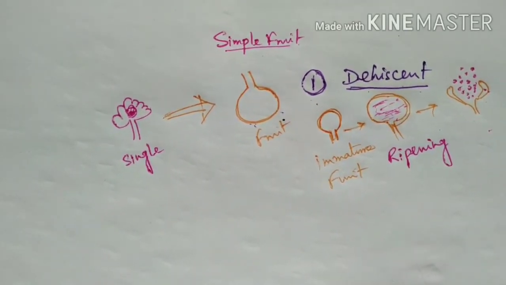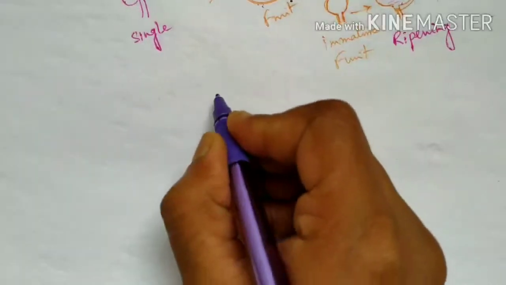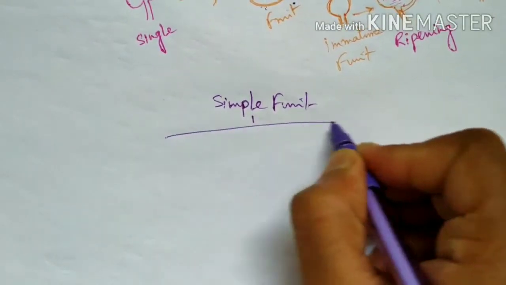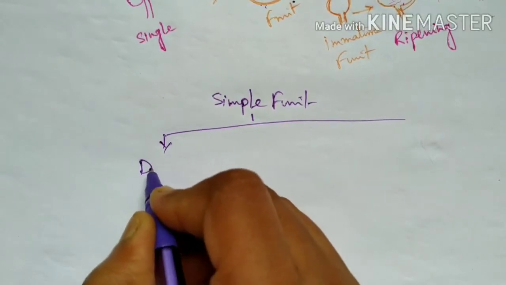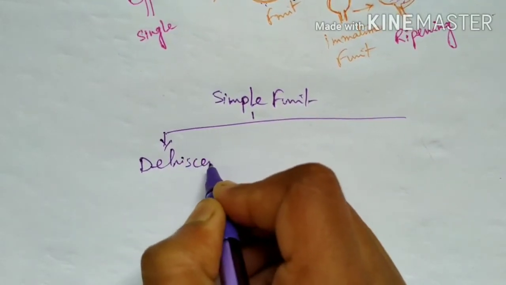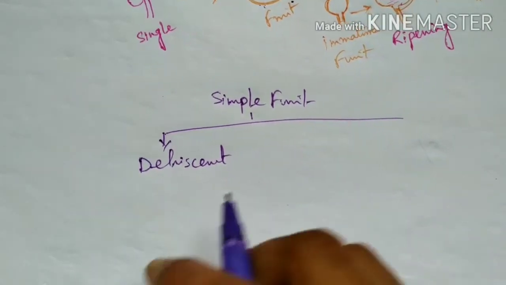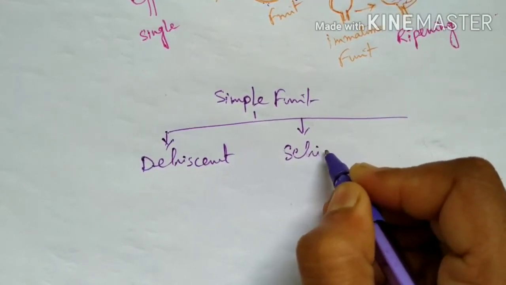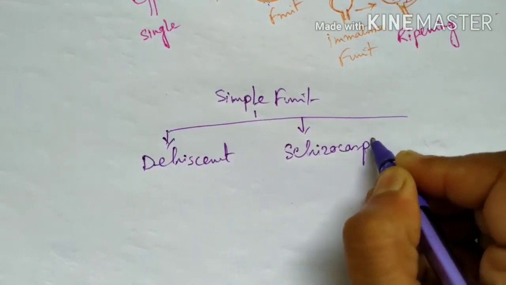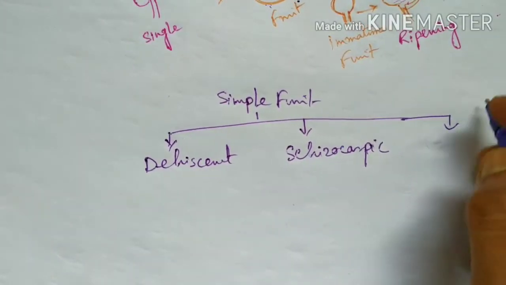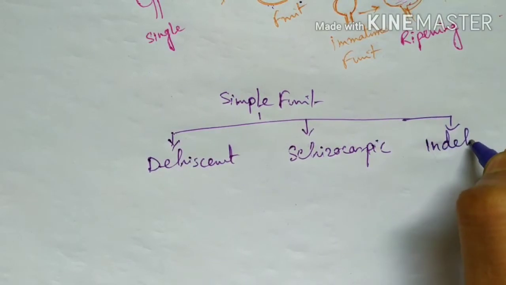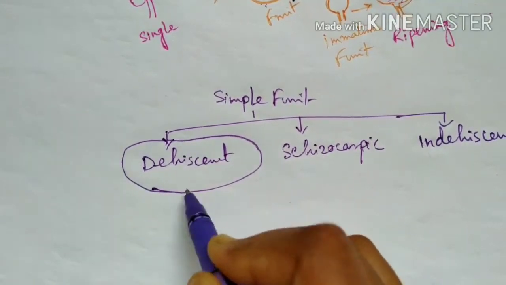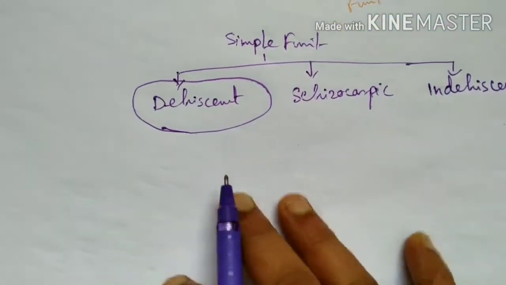So simple fruit divide into three types: dehiscent, where the pericarp breaks down; second is Schizocarpic; and another is Indehiscent. In this video I am going to discuss dehiscent type fruits. Dehiscent type fruits also divide into many types.